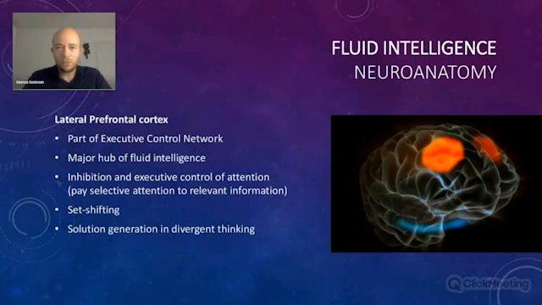So those of you who were with me for the neuroscience and body-mind presentation will remember about set shifting as well. It's part of the executive functions of the brain. And then we have this idea of solution generation in divergent thinking. That is what we use fluid intelligence for. So without further ado, we're going to start getting into the much more interactive part of this now. And we're going to do some exercises in divergent thinking.